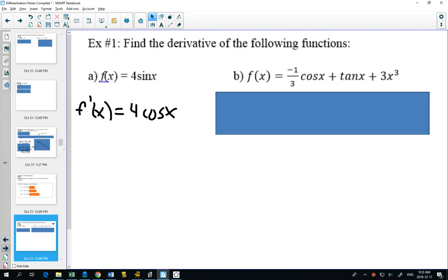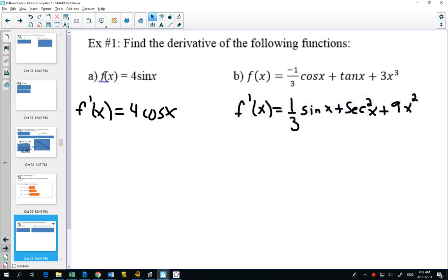Here we have 3 things separate. We can do the derivative of each of them separately. What's the derivative of cos? Negative sine. What's the derivative of tan? Secant squared. And then the last one we can do already. So putting a negative sign in there would make that positive 1/3 sine. Then tan would be secant squared. And finally, the power rule that we know already. The 3 comes out in front. Subtract 1 from the exponent.